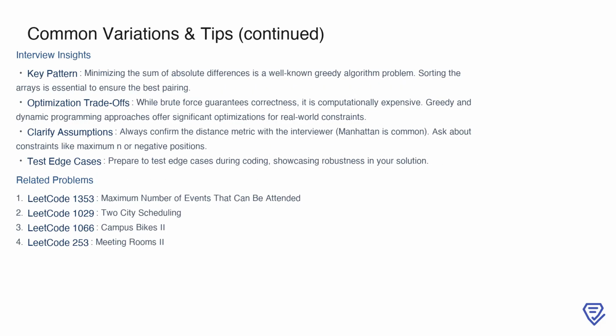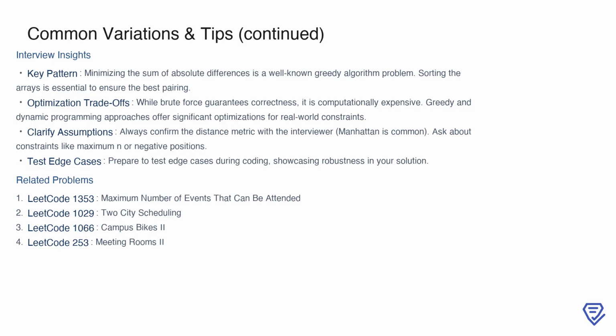This type of problem often comes up in interviews, so it's important to recognize key patterns and strategies. A critical insight is that minimizing the sum of absolute differences is a classic greedy algorithm problem, where sorting the arrays is a fundamental step to find the optimal pairing. Another consideration is the trade-off between correctness and efficiency. While brute force guarantees the optimal solution, it is computationally expensive and impractical for real-world constraints. Greedy approaches, and in some cases dynamic programming, offer significant optimizations.